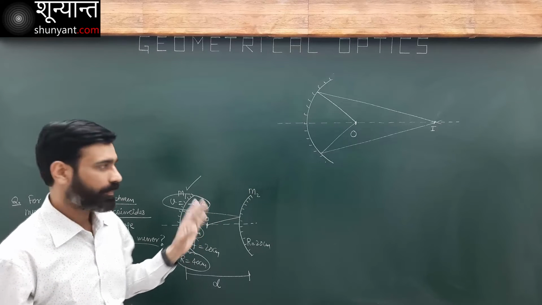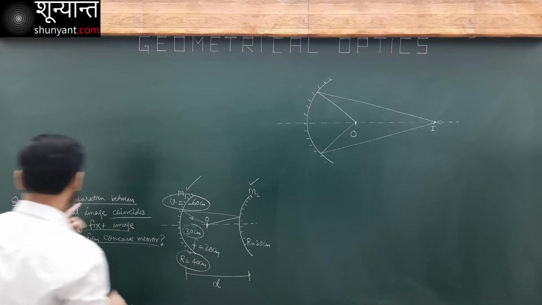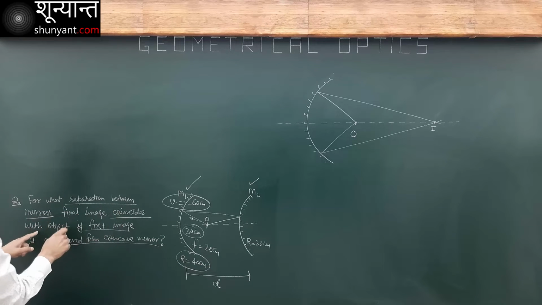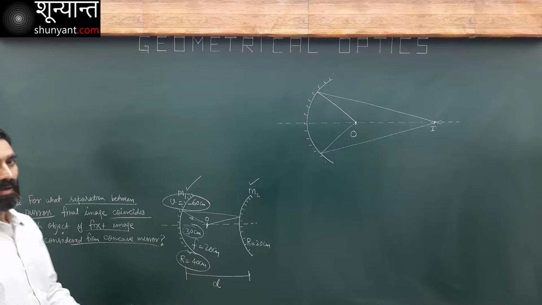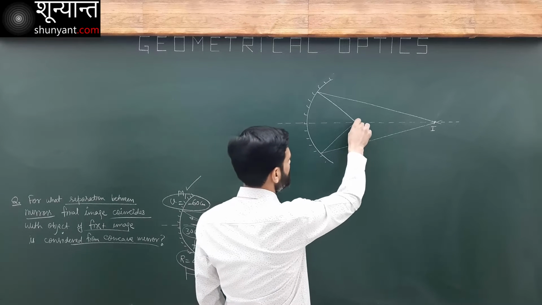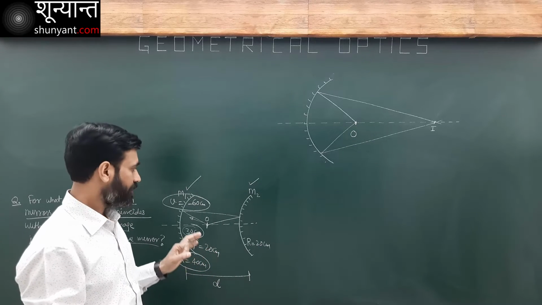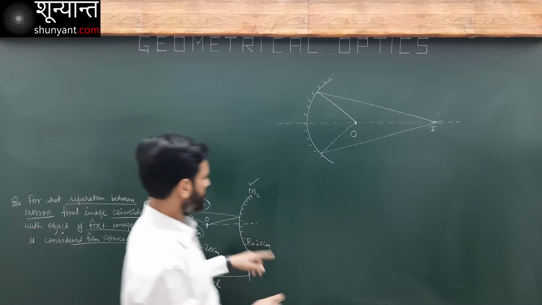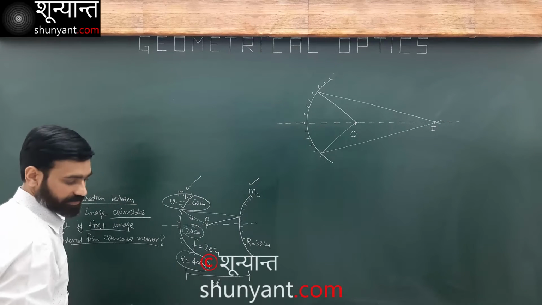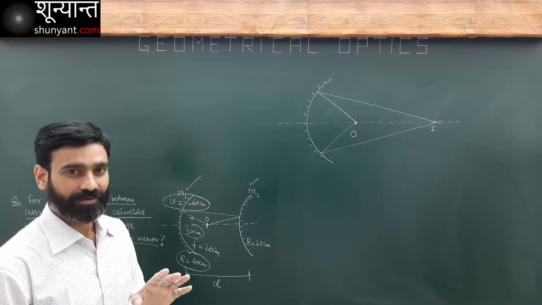That's it. Now, I have this mirror. What do I want? I want my final image to coincide with the object. So the final image must be here. It must coincide. Under what conditions will it coincide? This focal length is given. Try to understand this very, very carefully.